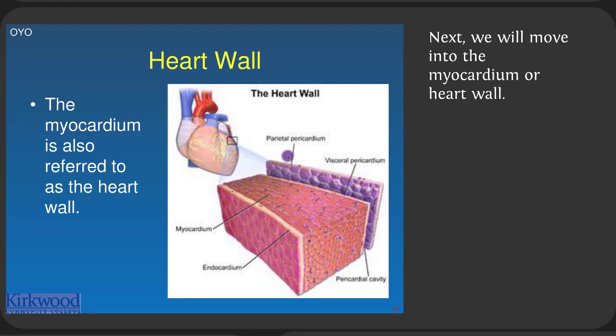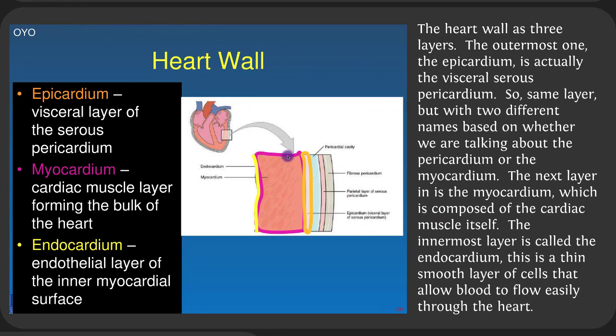Next, we'll move into the myocardium, which is also called the heart wall. The heart wall has 3 layers. The outermost one, or the epicardium, is actually the visceral serous pericardium. So same layer, but with 2 different names, based on whether we're talking about the pericardium or the myocardium. The next layer in, the big layer, is the myocardium, which is composed of cardiac muscle itself. The innermost layer is called the endocardium. This is a thin, smooth layer of cells that allow blood to flow easily through the heart.